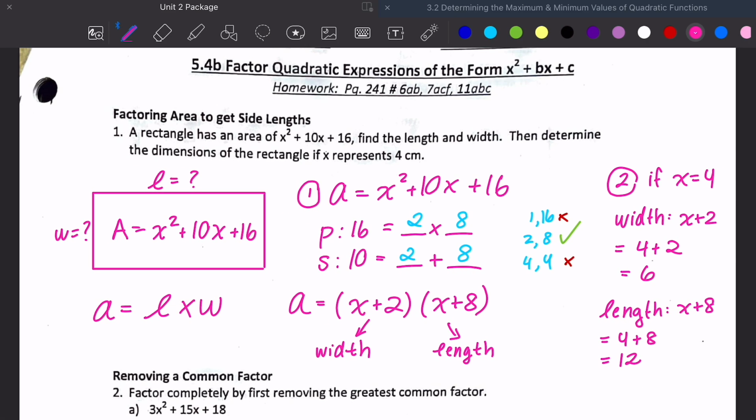Because it says, what are the dimensions of this rectangle if x equals 4? Right? So we have two expressions. This one's for length, this one's for width. They both have an x in it. Exactly. So we're just subbing in x equals 4. How do we feel about this? Is this okay? Am I okay to keep going?